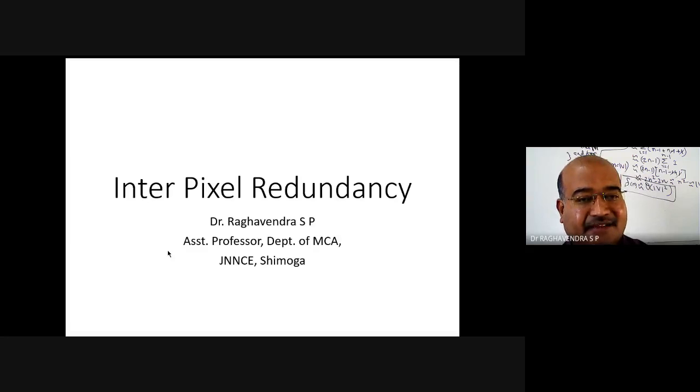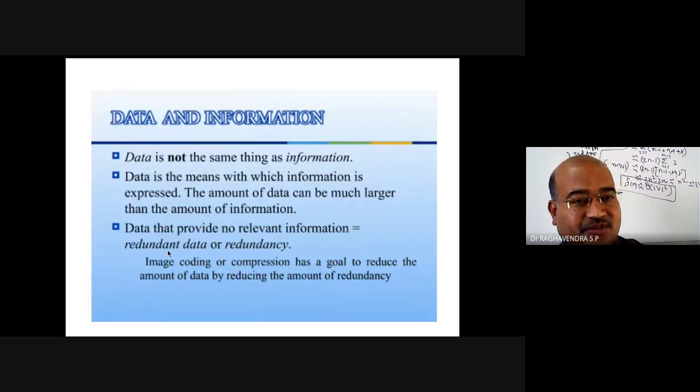Okay, interpixel redundancy. So what is this interpixel redundancy? How it is introduced in image compression and all those things we are going to study here. So now, data and information.